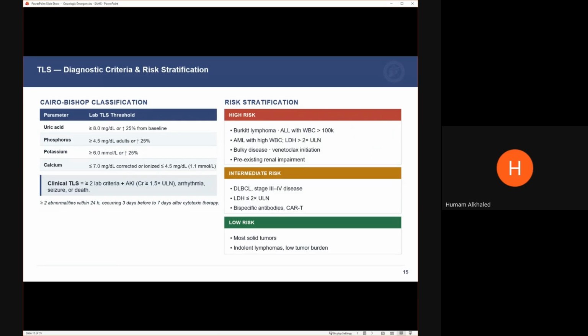Your intermediate risk patients, these are most of the lymphomas like DLBCL with high LDH, or patients who are starting cellular therapies, things that we call bispecific antibodies or CAR-Ts. Your low-risk patients, most of the solid tumors, or slow-growing lymphomas, what we call indolent lymphomas with small tumor burden. So risk level directly determines whether we use allopurinol or rasburicase, which we'll talk about.